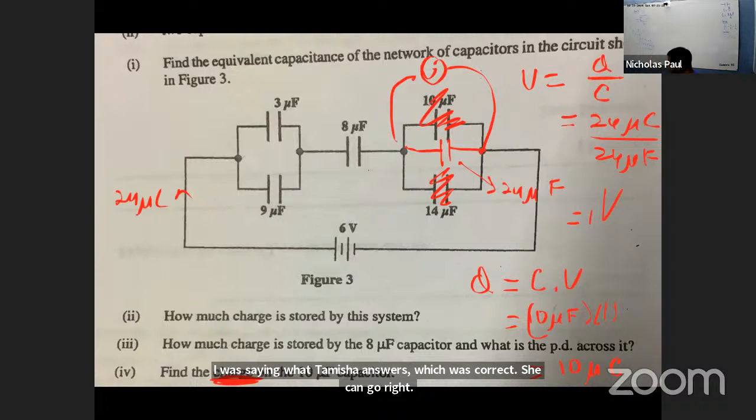Right? Well, I know where it comes from. I'm sure she will. Actually, she will.